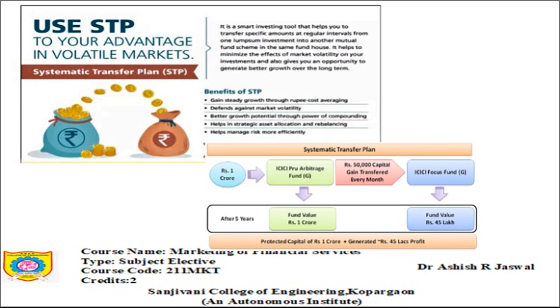After 5 years I had 1 crore with me. Whatever profit was generated from the 1 crore, every month I invested in a fund. I developed one more fund or source of income which was worth rupees 45 lakh. Meaning, from this ICICI Pru Arbitrage fund, wherein I had a one-time investment of 1 crore, I started generating profits of rupees 50,000 each month, which were transferred to another fund which has given me a return of 45 lakh. Clearly stating that there are benefits of STP.